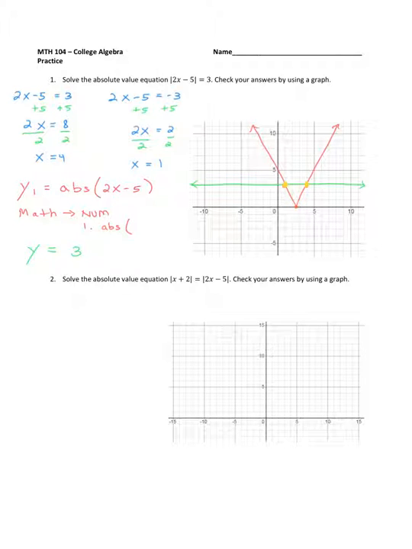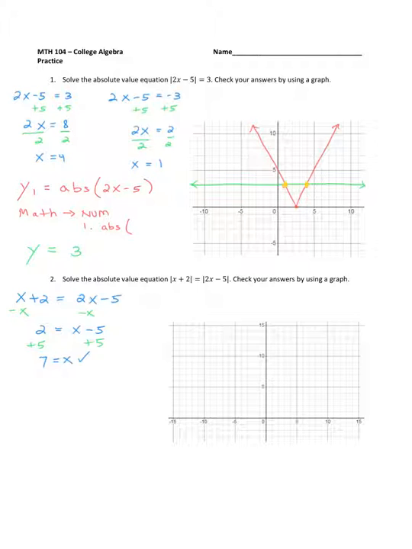All right, let's try this again in question 2. To solve this absolute value equation, I'm first going to ignore the absolute values and just say, okay, where is x plus 2 equal to 2x minus 5? This one's pretty easy to solve. I would start by subtracting x from both sides, and then I'm going to add 5 to both sides. And I get a solution. I get that x is equal to 7.